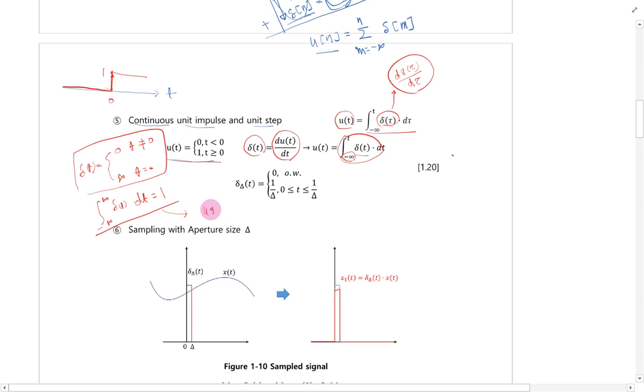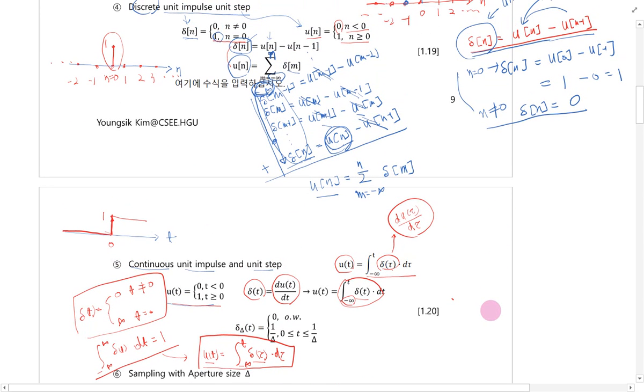And the same thing is this one. The unit step function should be the integral of delta(tau) d tau. So by integrating the delta function, it should give the unit step. You can compare to the discrete versions. In the discrete version, the delta sequence equals the difference of the unit step sequence. But in the continuous domain, the differentiation of a unit step function with respect to time equals the delta function. These are similar equations.